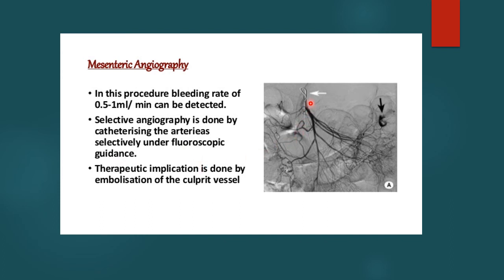Okay, selective angiography is done by catheterizing the arteries selectively under fluoroscope guidance. In this case, you catheterize the inferior mesenteric artery to locate this bleeding. And therapeutic implication is done by embolization of the culprit vessel. So once you identify the bleeding vessel, you can embolize to block off the vessel and therefore stop the bleeding. This is mesenteric angiography.